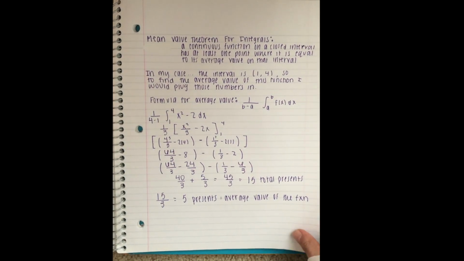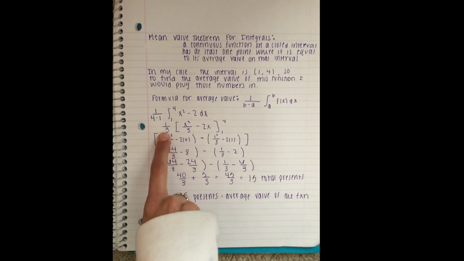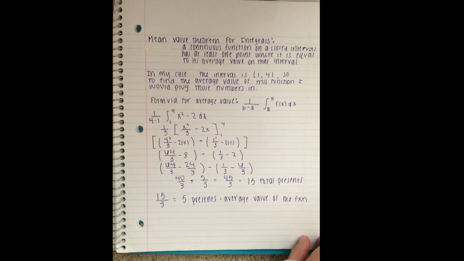But we're not just finding the sum, we're finding the average. So I want to divide it by my interval, which is 3. And I will get 15 divided by 3, which is 5 presents, which is the average value of the function.